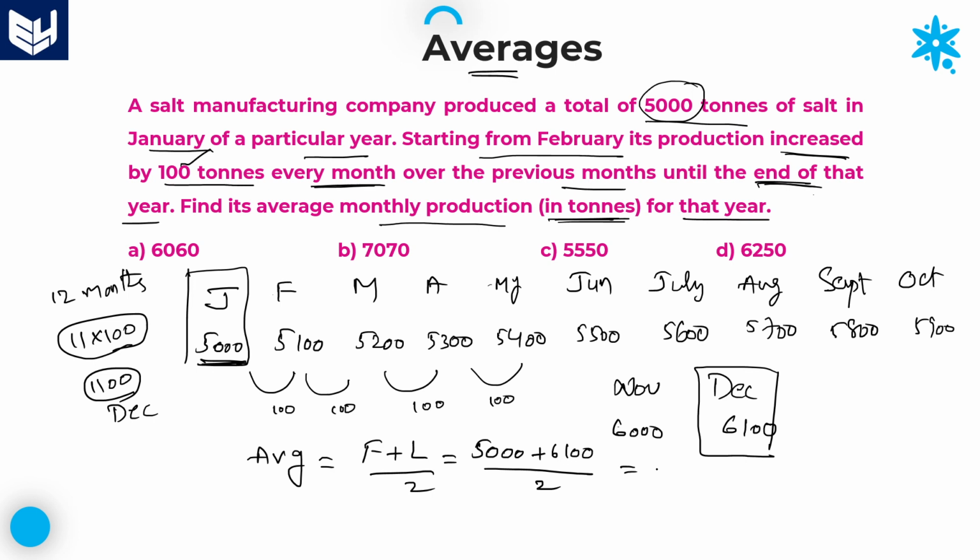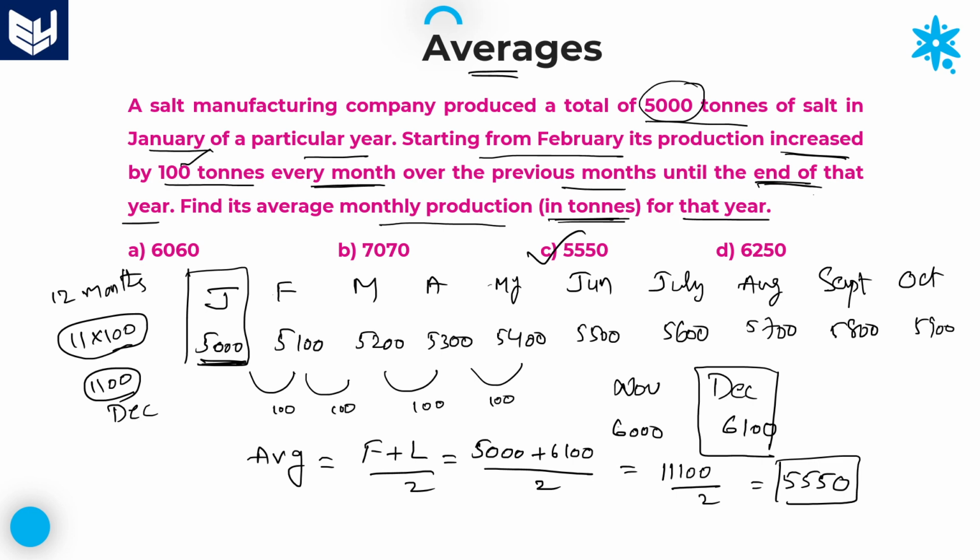Here this value is 11100 divided by 2, which is equal to 5550. 5550 is the exact average monthly production for that particular year. Option C is the right answer for this question.